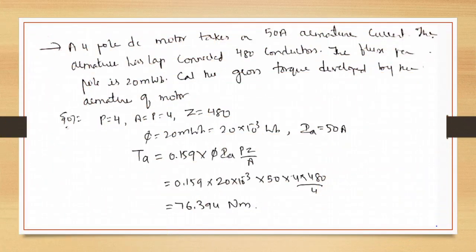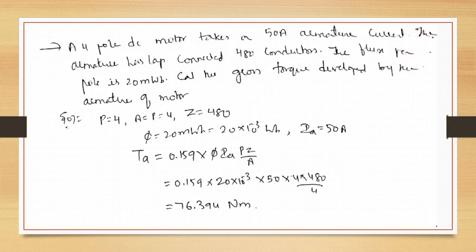Anything is okay. Let us see a small numerical based on the torque equation. A 4-pole DC motor takes a 50 amp armature current. The armature has lap connected 480 conductors. Flux per pole is 20 milliweber. Calculate the gross torque developed by the armature of the motor. Let us see the solution.